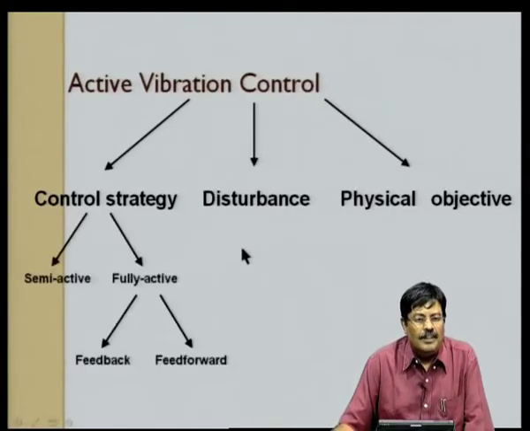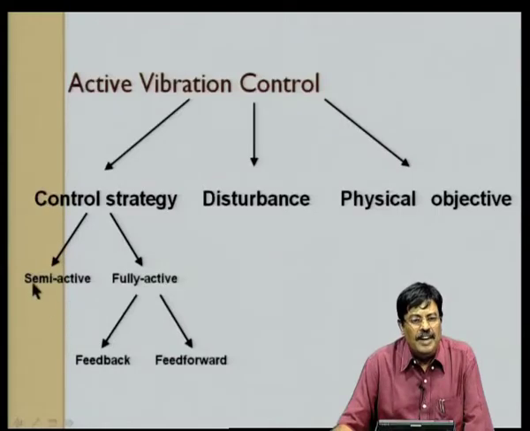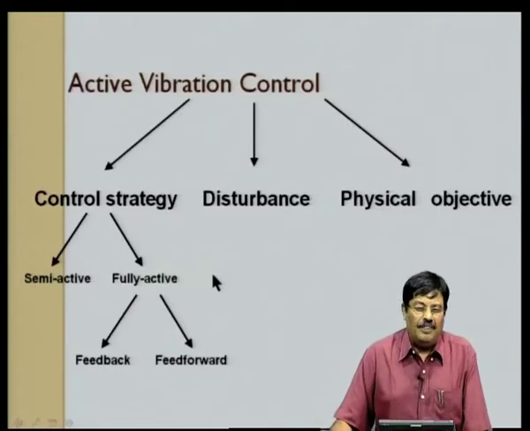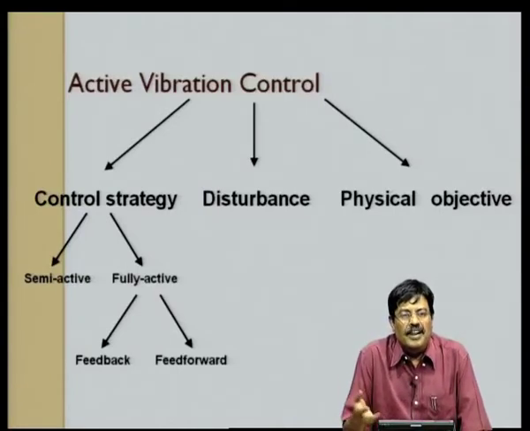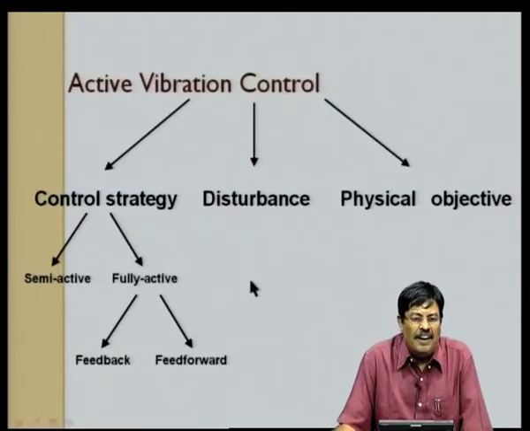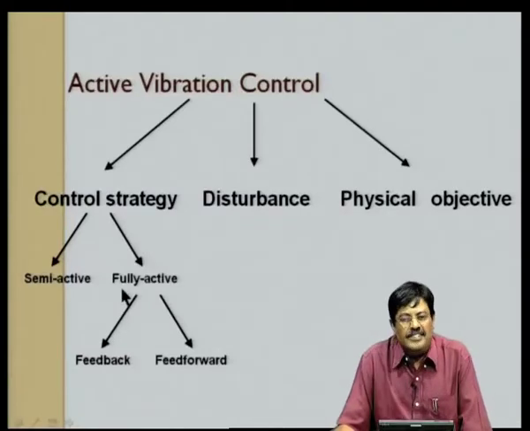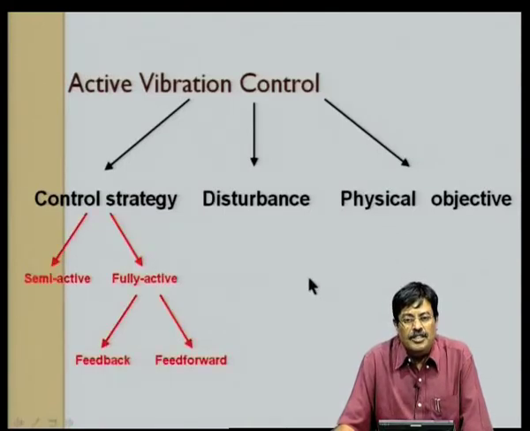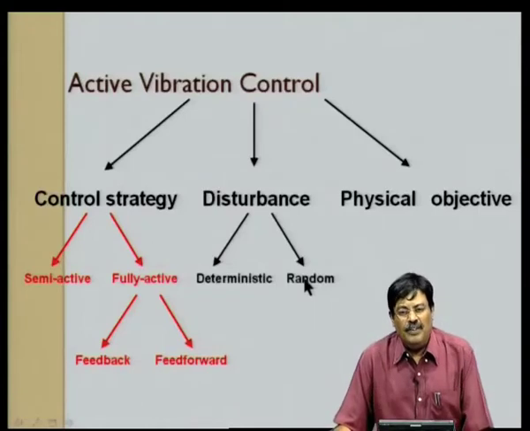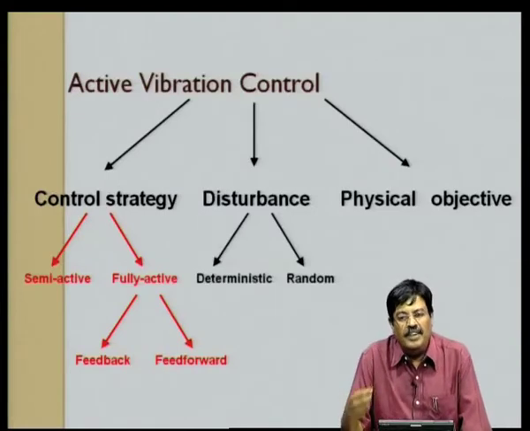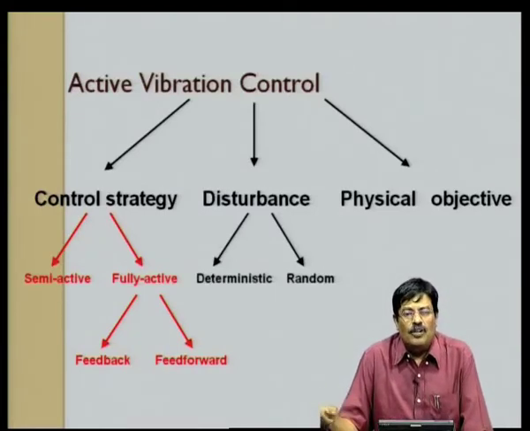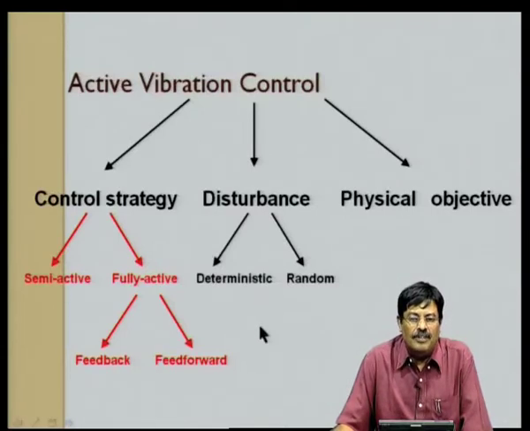If you look at it, the control can be semi active or fully active. Semi active is where we change the stiffness and the damping of the system by some means which are not active. In the fully active system, we design a feedback or a feed forward control using the error signals. These are the different strategies that one can apply. If you look at the disturbance, there are two kinds. One is completely random, which is normally the case in practical situations. The other is deterministic, where we give a predetermined input. That also depends on the type of control system that we need to design.